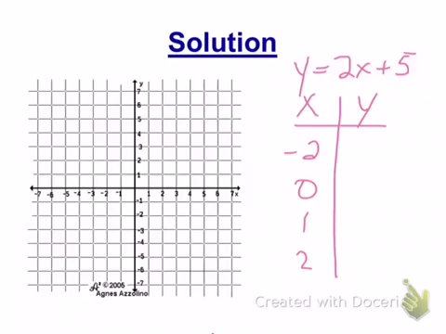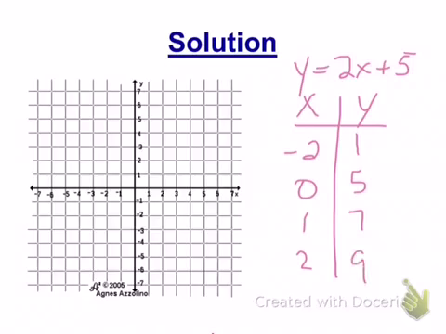All right, so let's evaluate. What's 2 times negative 2 plus 5? 2 times negative 2 plus 5 is 1. 2 times 0 plus 5 is 5. 2 times 1 plus 5 is 7. 2 times 2 plus 5 is 9.